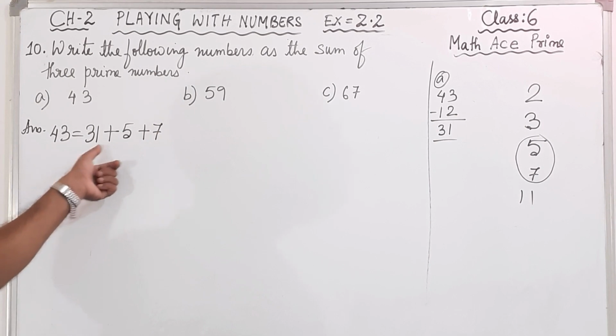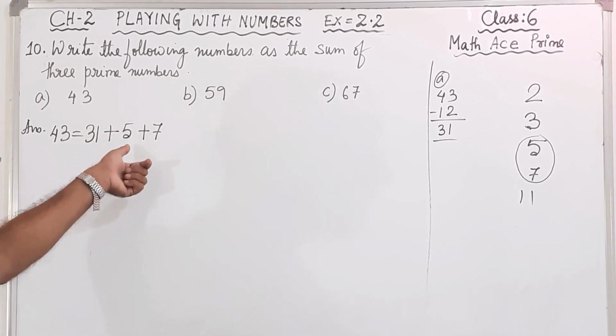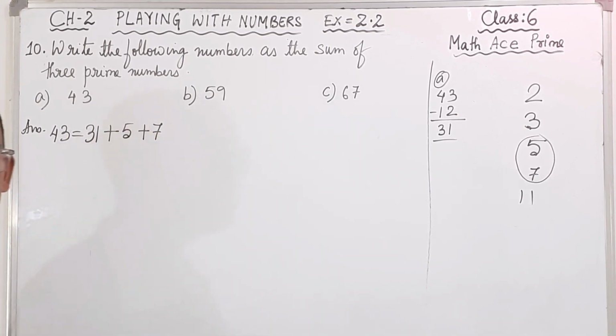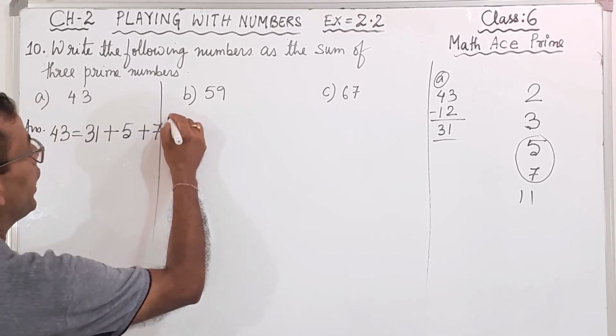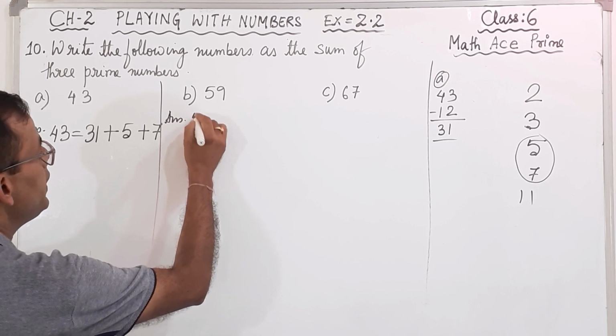See, 31 plus 5 is how much? 36. 36 plus 7 is how much? 43. And this is the answer. Clear? Now next one. Number B, 59.